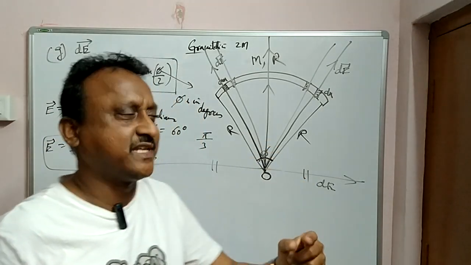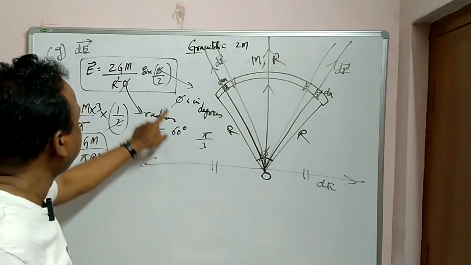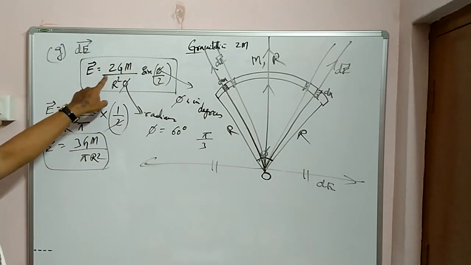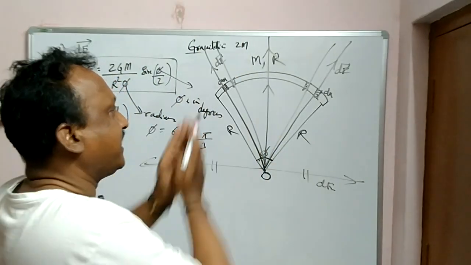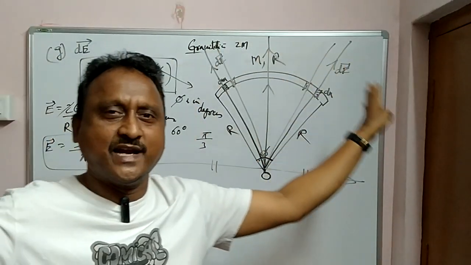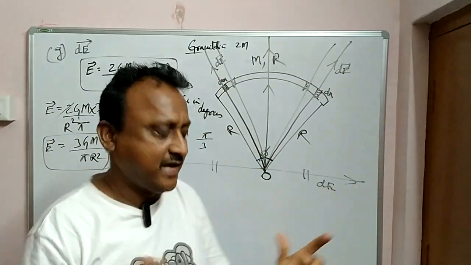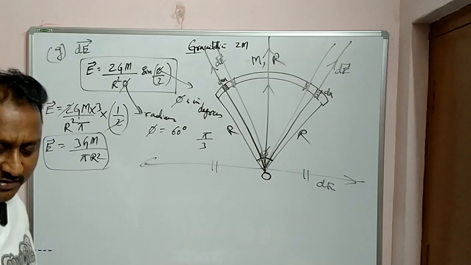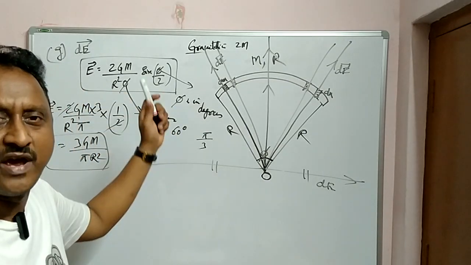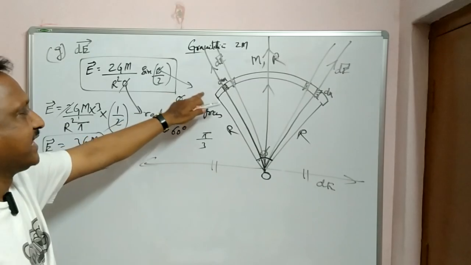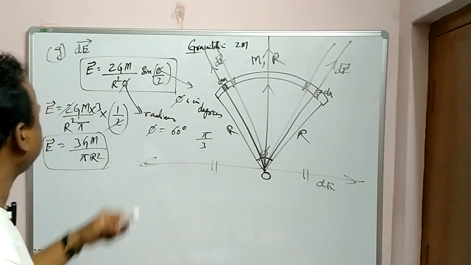So this is a small example only. Just suppose if the angle is given in degrees, 60 degrees, how to calculate? The formula is 2GM, because the net gravitational field intensity will be in the vertical direction, because the horizontal ones get cancelled. Okay, so this formula you have to make a note: 2GM by r square phi into sin phi by 2. This phi is in degrees and this is in radians, please.